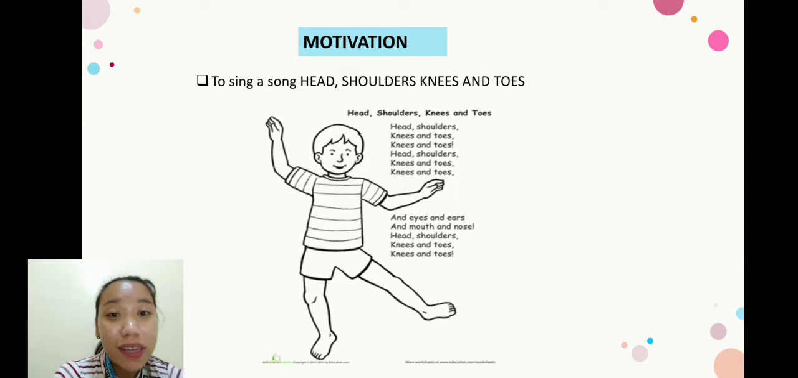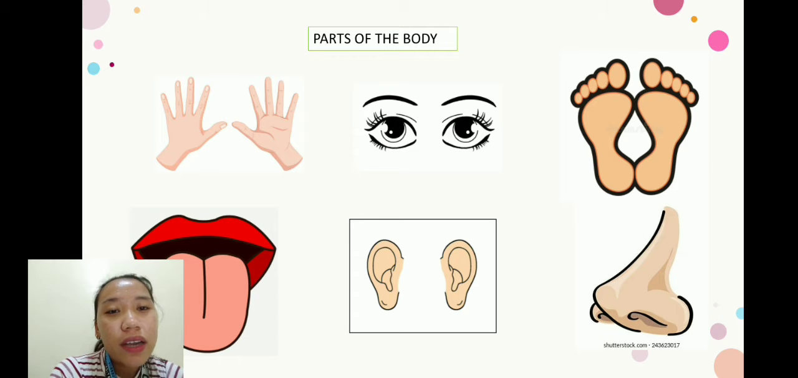So it's motivation time. In my motivation, I let my students sing a song, Head, Shoulders, Knees, and Toes. And while singing, I also ask them to shake their hands and move their bodies so that they would be energized also. Before I get to my discussion, I first showed flashcards with different printed pictures of body parts, and I asked them to name the different parts of the body and its function.